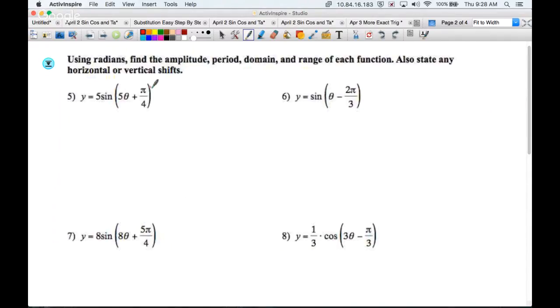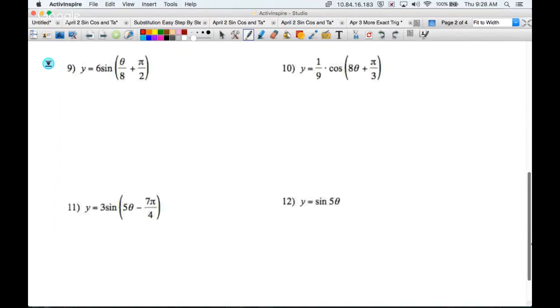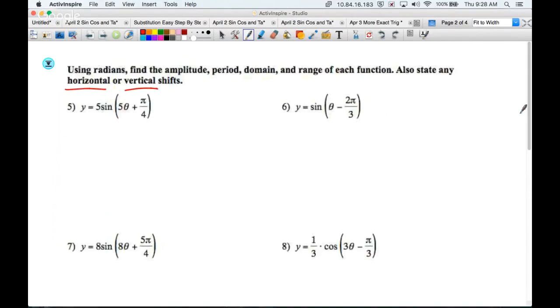Using radians, find the amplitude, period, domain, range of each. Also state any horizontal or vertical shifts. I did not include any vertical shifts. I think I forgot to hit the button for that. So all the vertical shifts are 0. But if there was a number at the end, like a +2, that would be the vertical shift. But none of these have any vertical shifts.